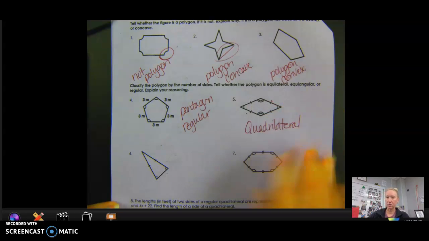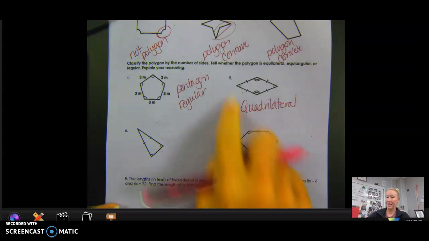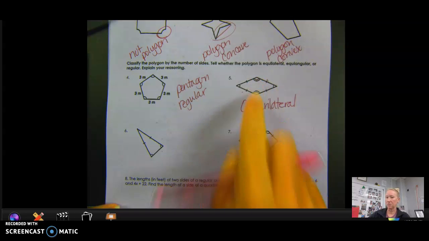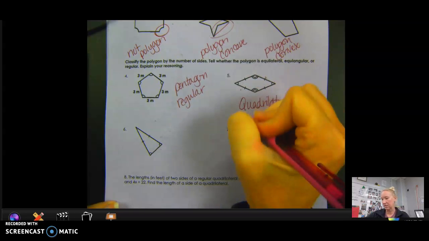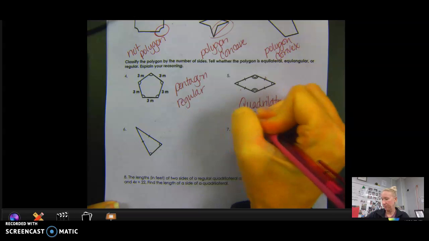I see all my sides are equal, but not all my angles are equal. These are equal to each other, and these are equal to each other, but they would all have to be equal together. So this is equilateral.